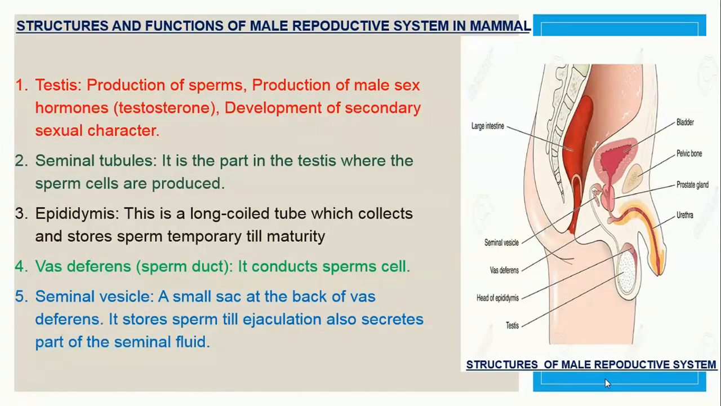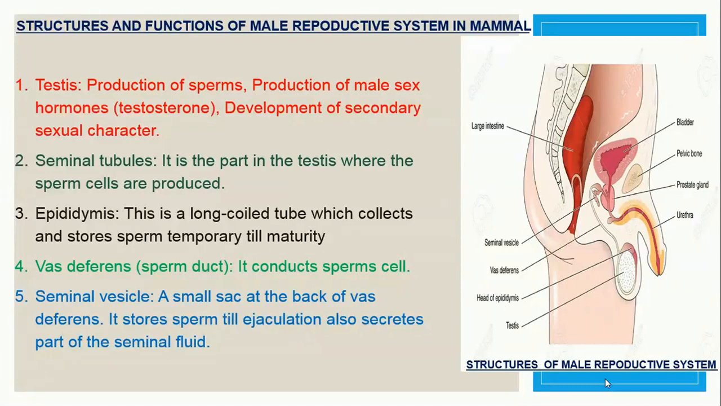Number two, we have the seminal tubules. Now follow me as I'm mentioning this using the image. Number two, there is the seminal tubules. It is the part in the testes where the sperm cells are produced. Now number three, yes, look at it. That is the epididymis. It's a long coil tube which collects and stores the sperm temporarily till they are mature.